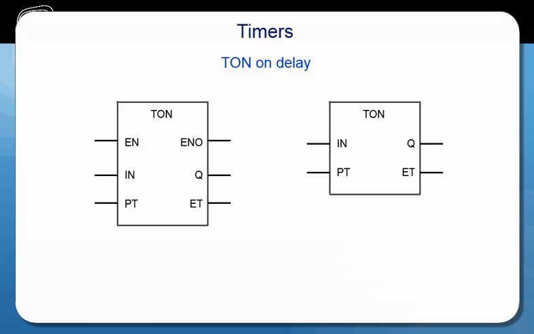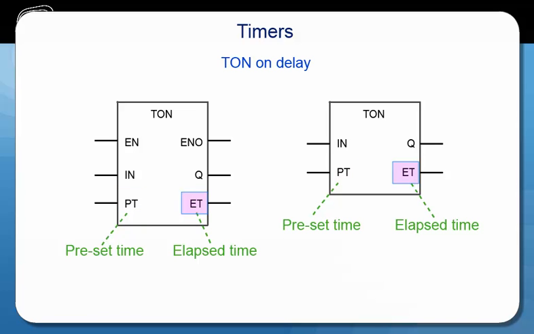The TON is a timer that provides an on delay. It has a digital input labelled IN, a digital output labelled Q. Q is short for quotient, which is a mathematical term meaning result. There is a time input labelled PT, which means preset time. There is a time output labelled ET, which means elapsed time.